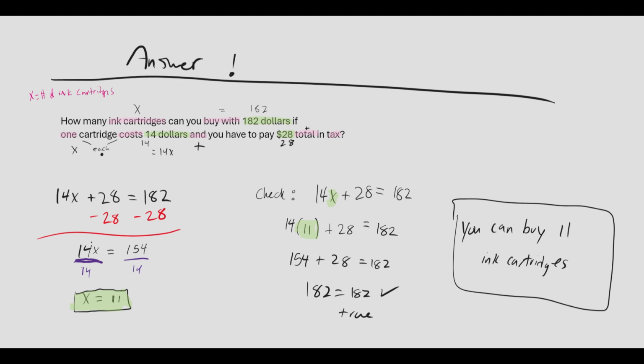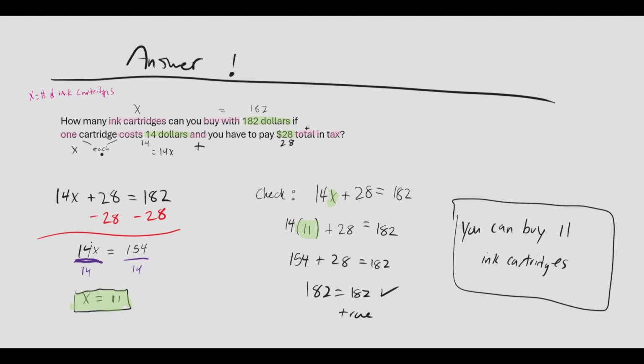One cartridge, so that's X, costs $14. So each, that's $14 each. So that means 14 times X, number of cartridges, 14X. And then you have and plus, and usually means adding. And you have to pay $28 total in tax. Tax is a flat rate in this case. So you know you're going to add 28 to it.